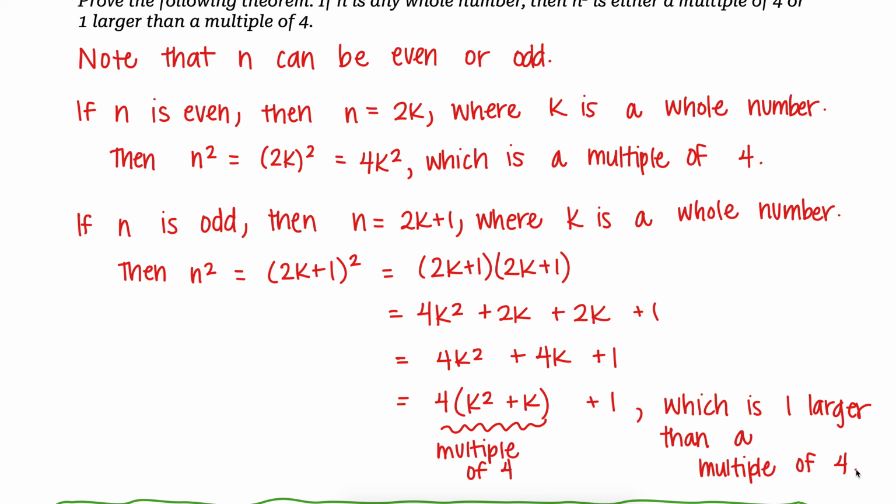And then that concludes the proof. n is either even or odd. There is not another category. We've considered if n is even. We've considered if n is odd. We've shown that n squared is either a multiple of 4 or one larger than a multiple of 4. We have proven this theorem.